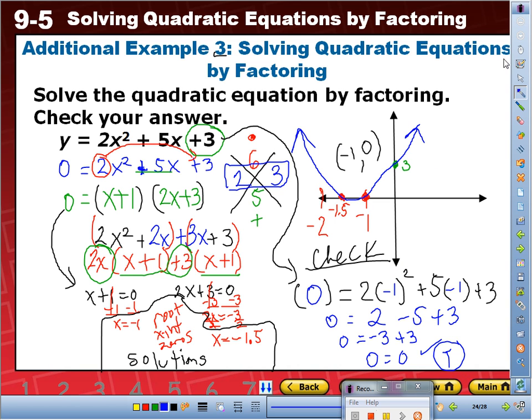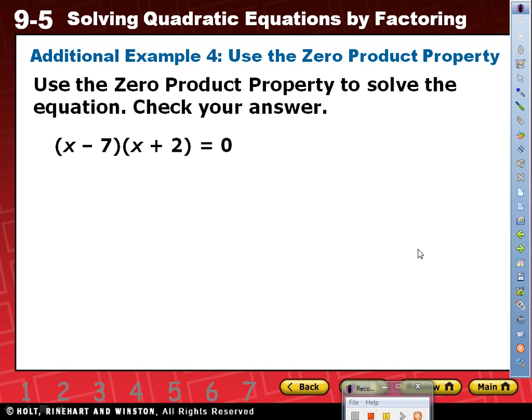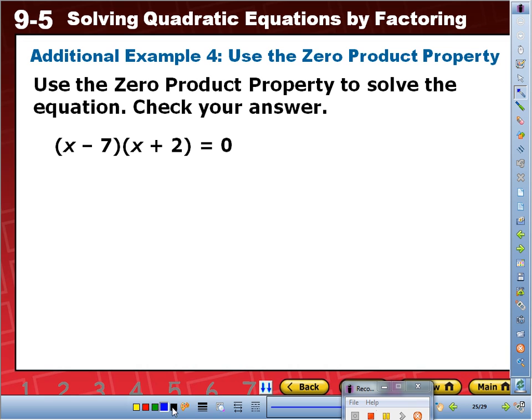Let's go to the next one. Example number 4. Copy that, please. No, we're going to do it together. Example number 4. Here we go. Copy this one. Example 4 says x minus 7 times x plus 2 equal to 0.